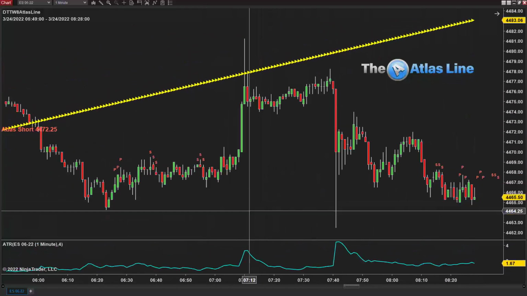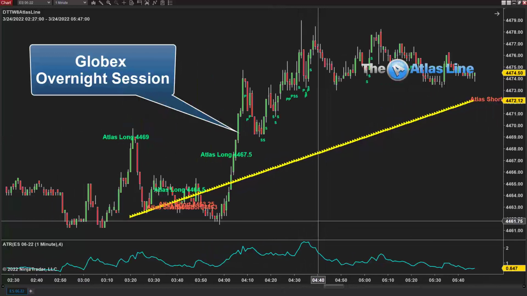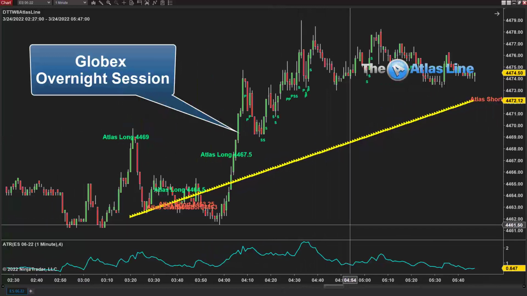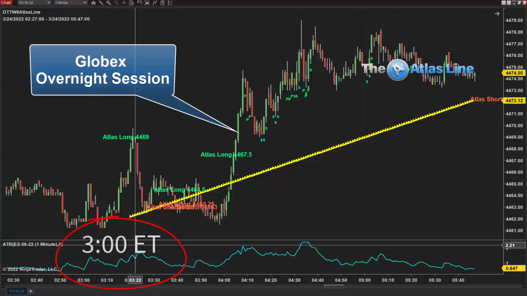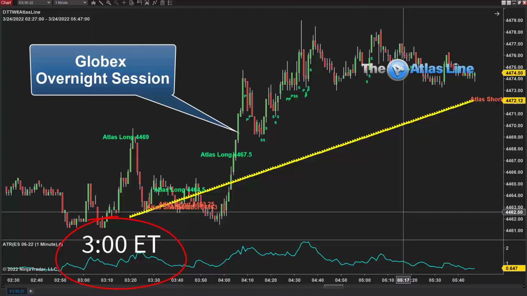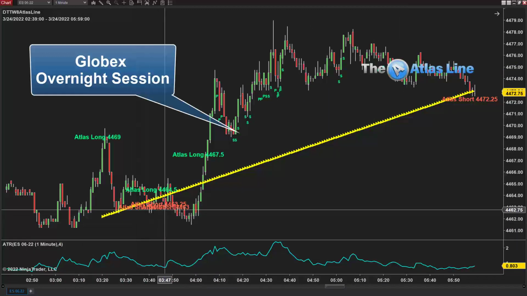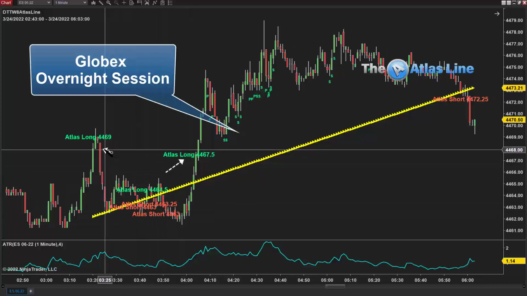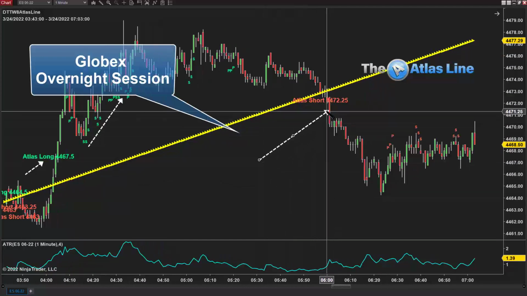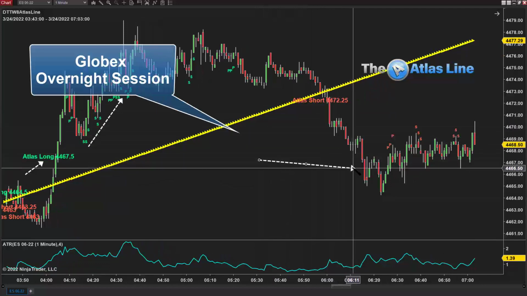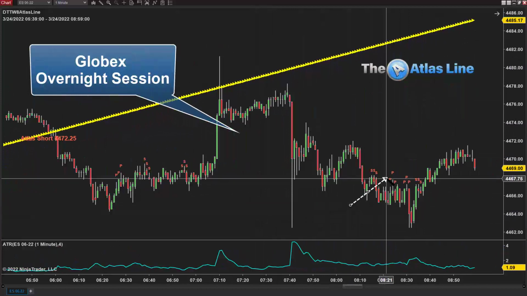This is the overnight session here on the Atlas line, beginning when the London market opens. Locally in England, for us it would be 3 o'clock in the morning, but for European time, 8 o'clock locally. So you see here, there are a few signals to go short. Here's a long, more longs here, and then the market dropped here about 6 in the morning, New York time, again to go short, and then a couple more short signals here.